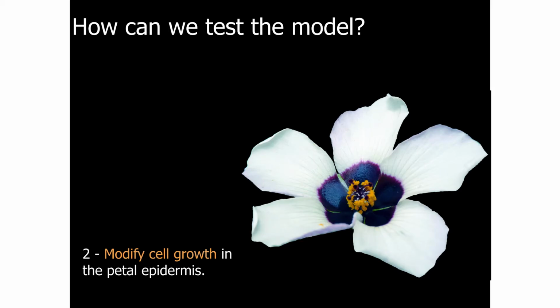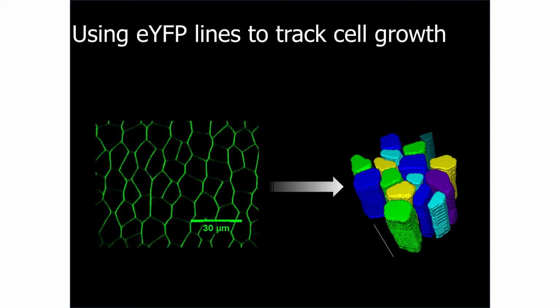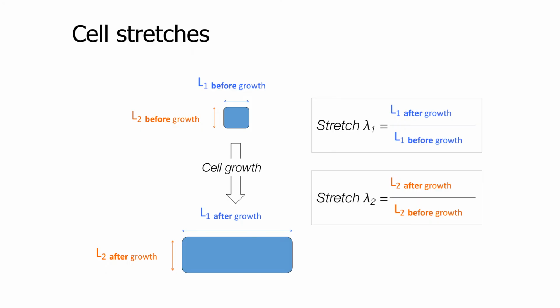What about playing around with the growth of the cells, the amount of stretch? Well, that's been a lot harder to achieve. So we started off thinking, well, if we put in a cell membrane-targeted fluorescent protein, we'll be able to track cell growth. That'll help us work out exactly what the lambda terms are in our model. And we can do that fairly easily by simply measuring stretch before growth in the x and y-axis of the cells, and then after the growth, and that calculates those lambda terms.